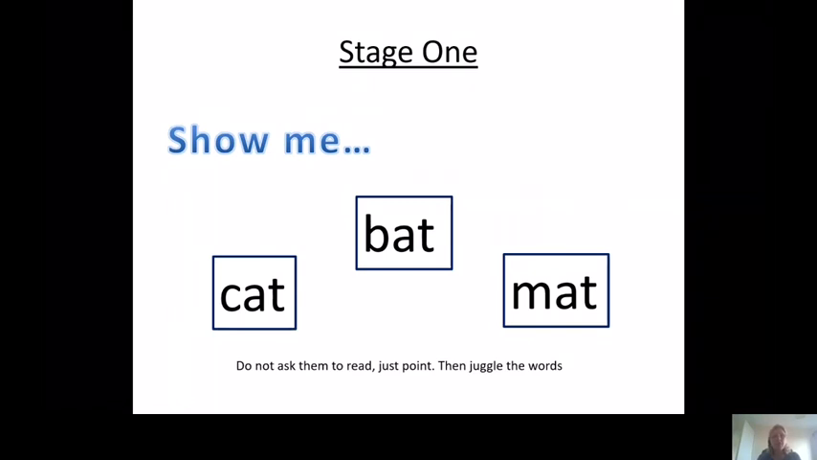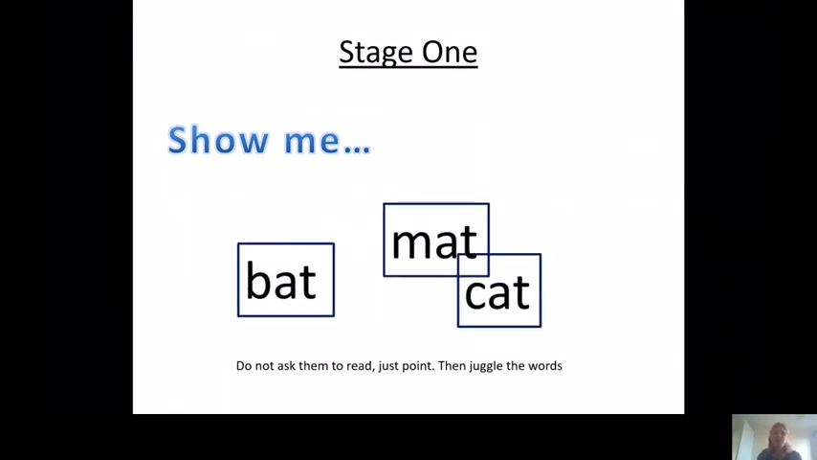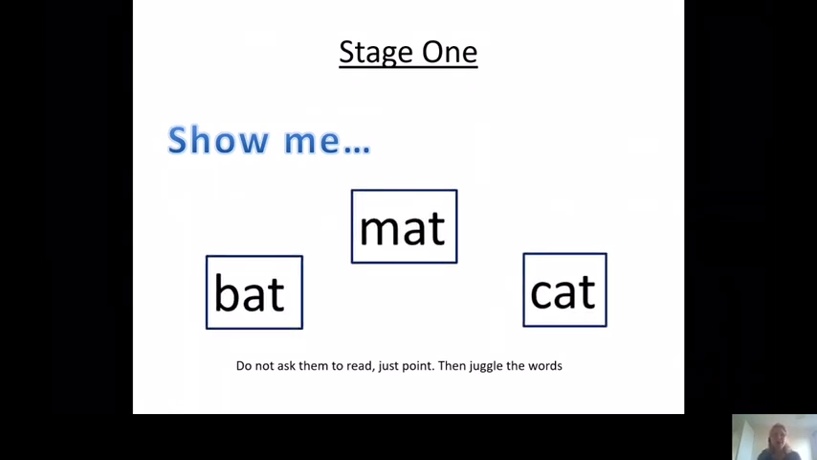So stage 1 is all about show me. So here I'm using examples of CVC words. So we're not asking them to read the word, just point. So we're saying, show me where is Matt. Show me where is cat. And then we're getting the child to point. Then we might juggle the words round and ask them again. Show me where is Matt. Show me where is cat.